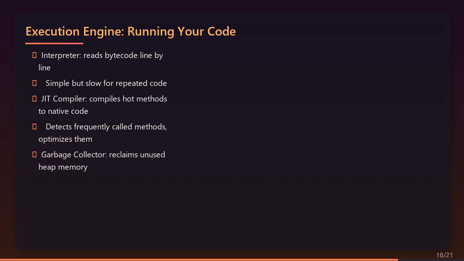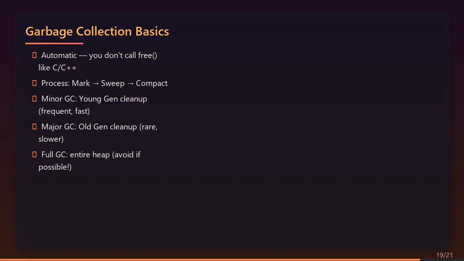And the third component is the garbage collector. Its job is to scan the heap, find objects nobody references anymore, and free that memory. These three work together to make Java both flexible and fast. Unlike C or C++, you never manually free memory in Java. The garbage collector handles it automatically.